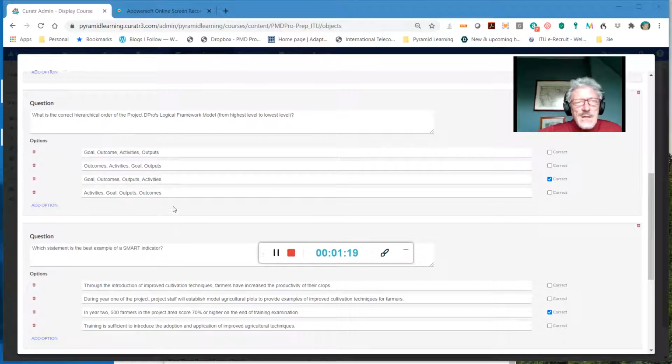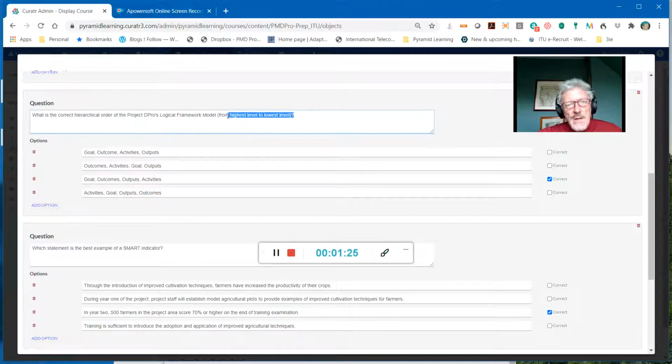What is the correct order, the hierarchical order of the logical framework model? Now, this is where you have to read questions carefully from highest level to lowest level. So immediately we can rule out B and D because we know that the highest level is the goal. So that's going to make it either C or A.